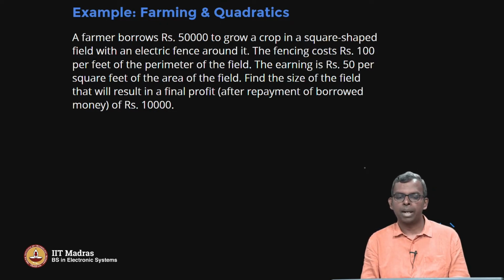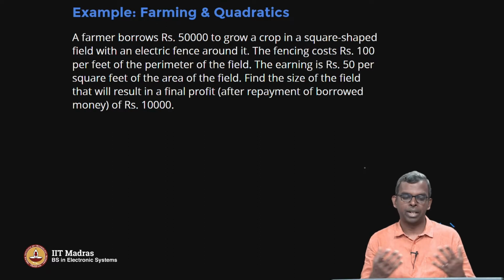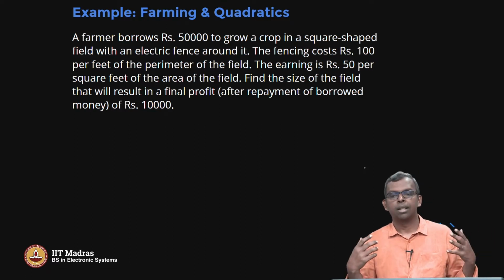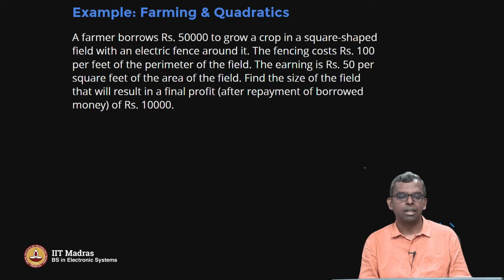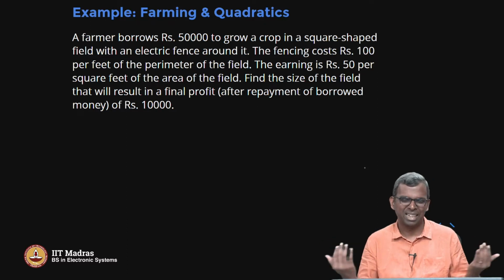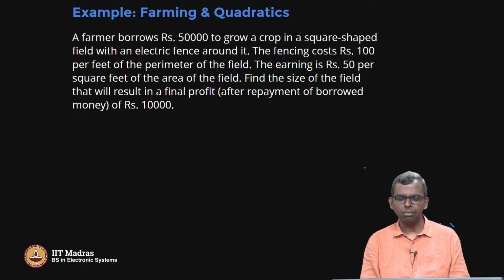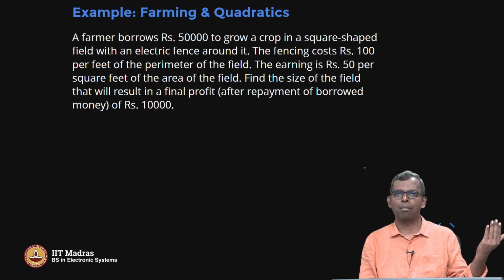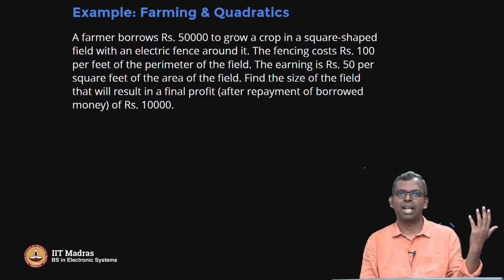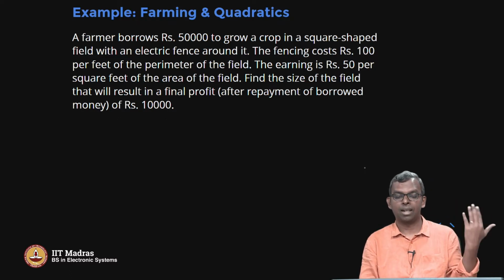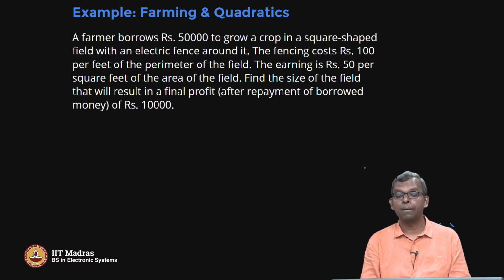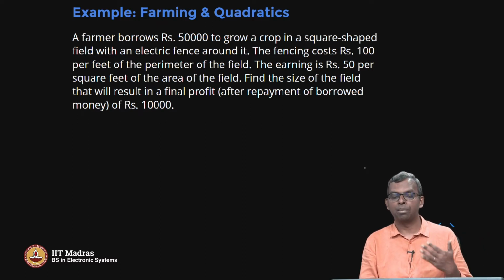There's a farmer. He's planning to grow a crop, and this is very typical. You have to go borrow some money so that you can buy seeds, buy fertilizer, whatever, and then grow a crop in a square shaped field. We are making it easy, just saying it's square shaped, and there's an electric fence around it. Depending on the area where you're doing the farming, if it's close to wildlife and other animals and you want to protect this crop, maybe it's a sugarcane crop and elephants like to eat it, so you need an electric fence around your field, and there is a cost for building it and maintaining it.